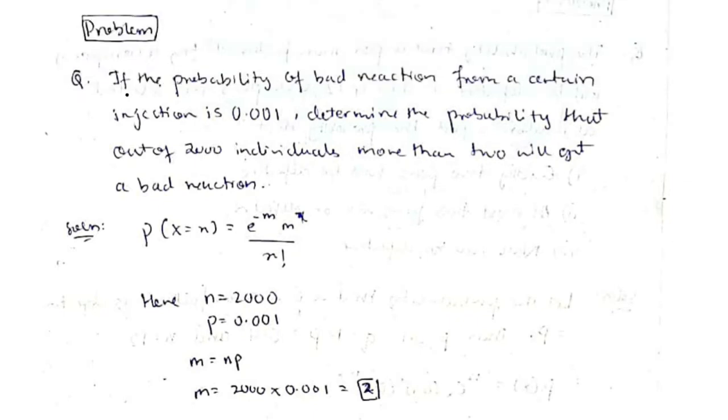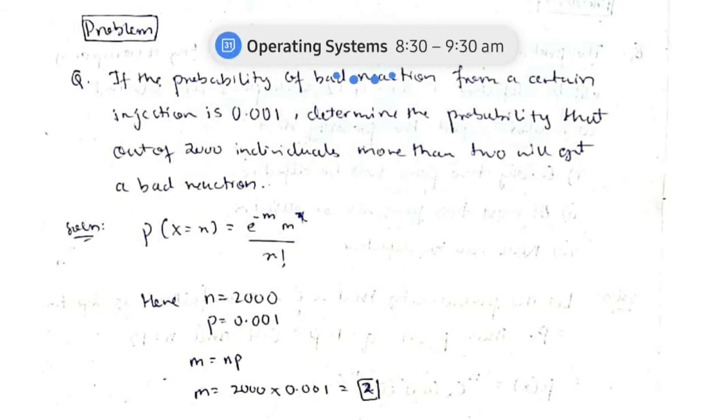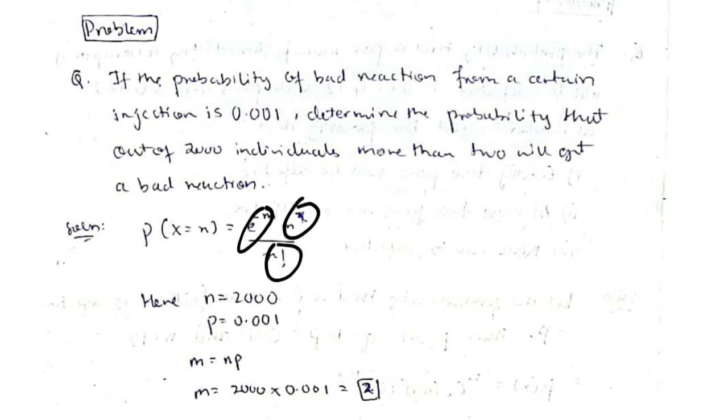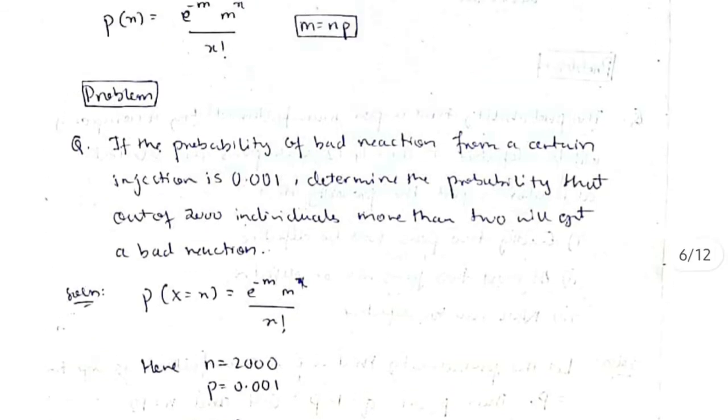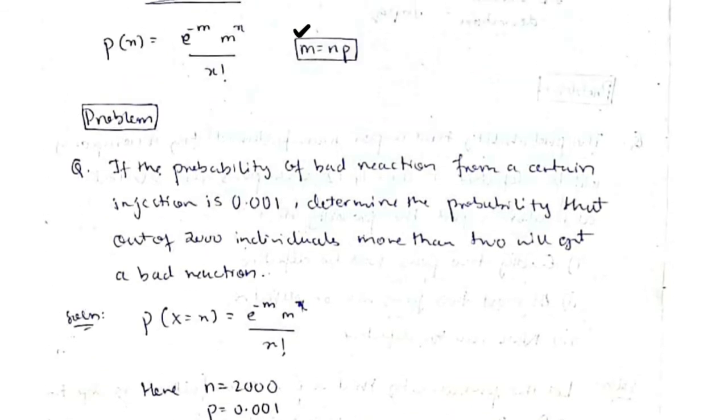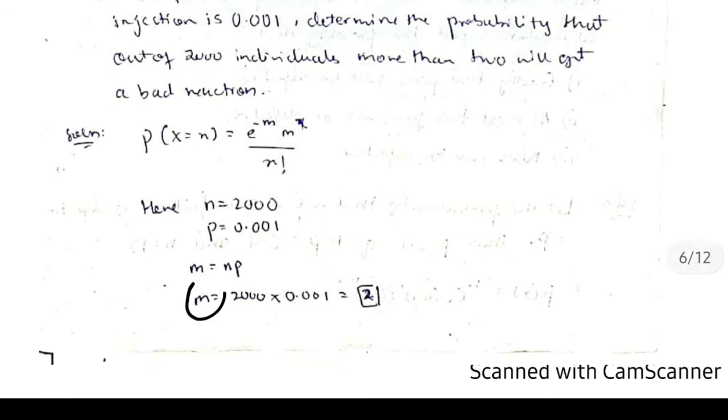In this we have been given: if the probability of a bad reaction from a certain injection is 0.001, determine the probability that out of 2000 individuals more than 2 will get a bad reaction. So what we have to extract from the question: first write the main formula, e power minus m, m power x divided by x factorial. N is how many individuals? 2000. So n will be 2000, and the probability which they have given is 0.001, so p will be 0.001. And what is m? It's np. N and p we have, multiply them, and we'll get m.